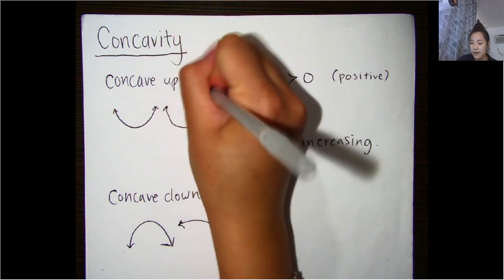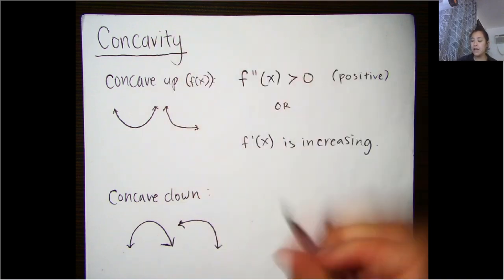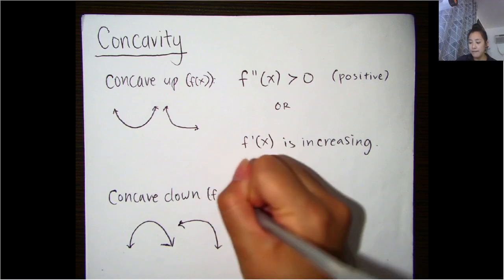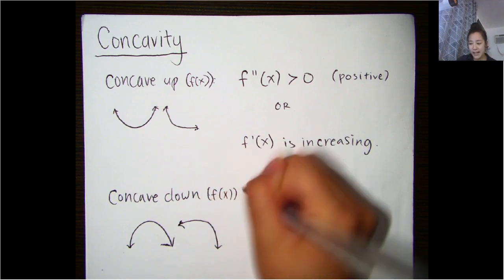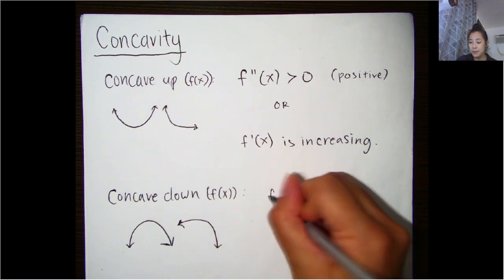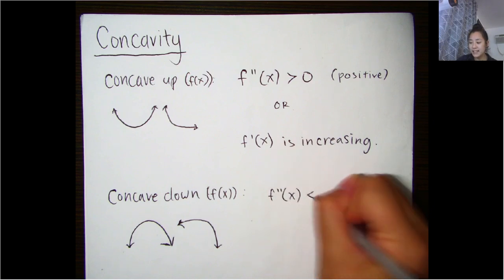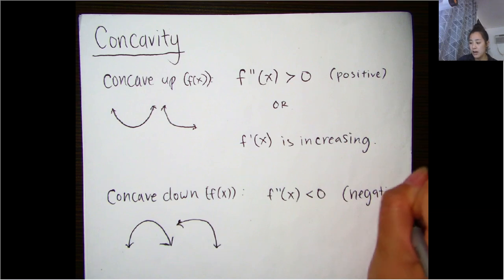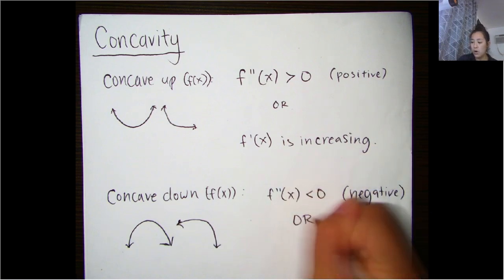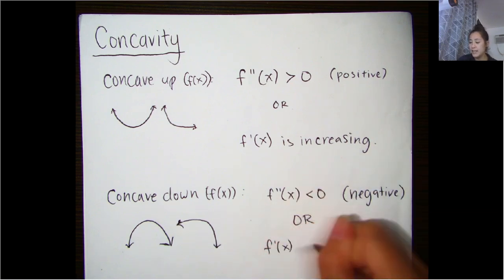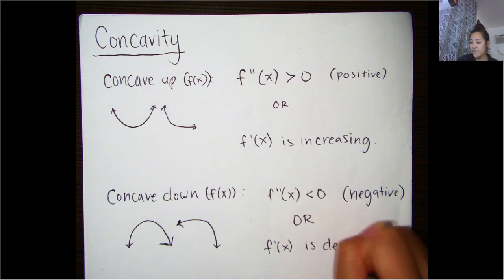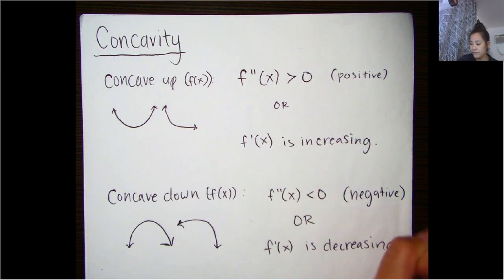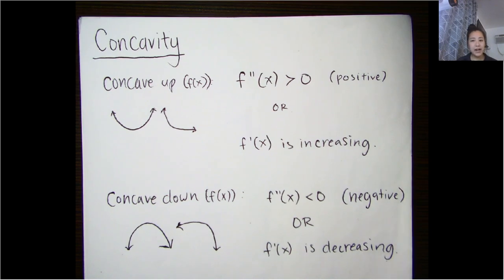We'll say f of x right here. And then concave down for f of x, I'm sure you can figure this out, is where f double prime of x is less than 0 or negative, or where f prime of x is decreasing.